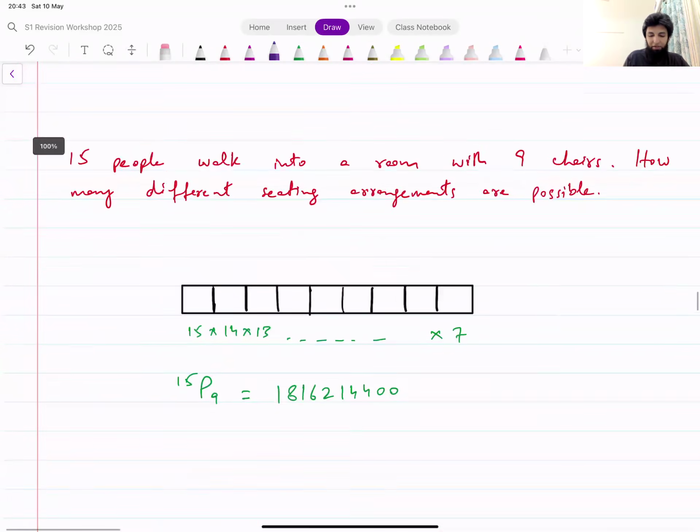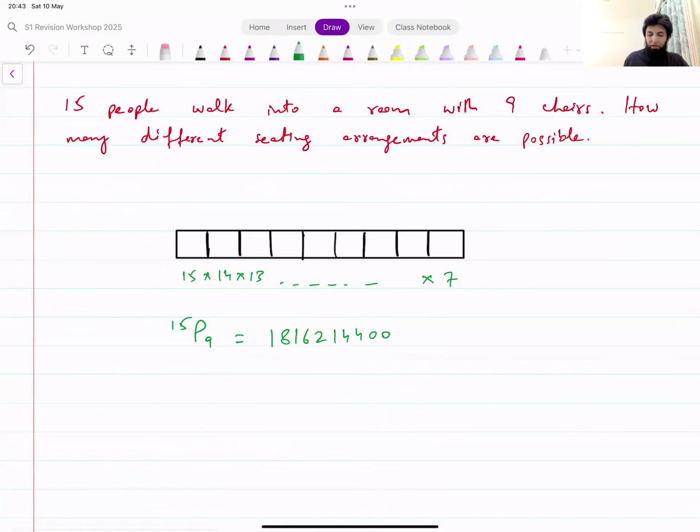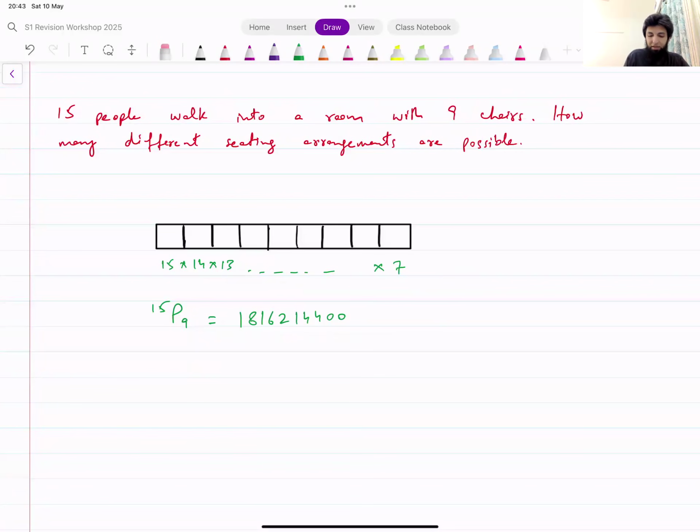So earlier we were thinking of it like this, that for the first chair, you have 15 options. For the second chair, you have 14 options. For the third chair, you've got 13 options, and so on. So that becomes 15 into 14 into 13 and so on, all the way up to 7. That's 15p9 directly. Out of 15, arrange 9.